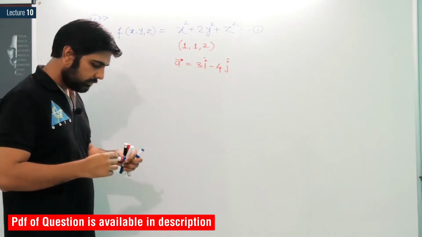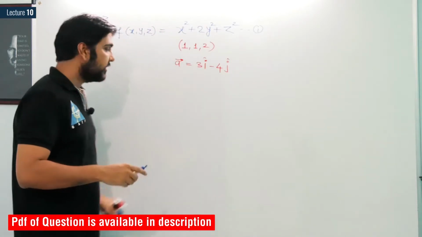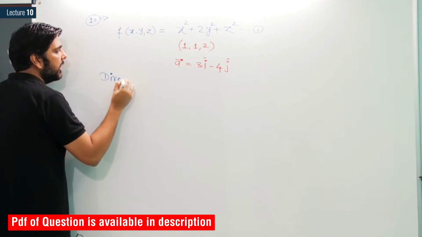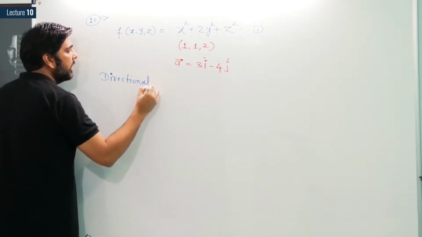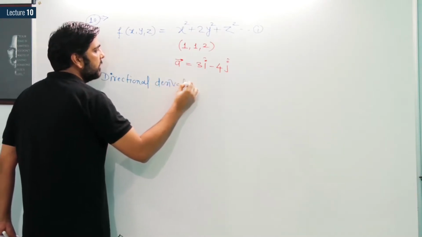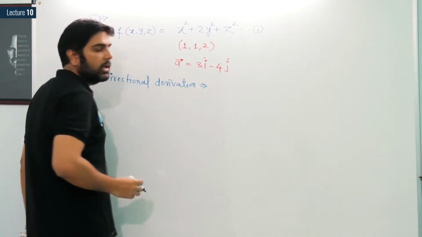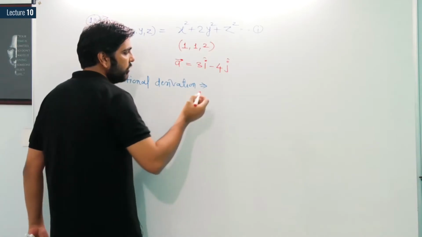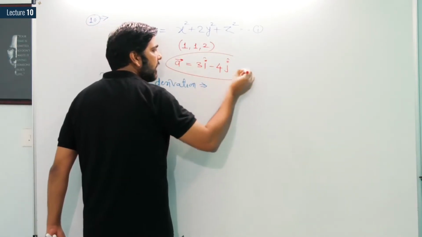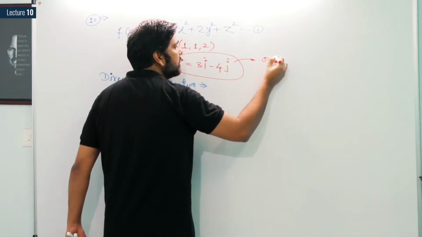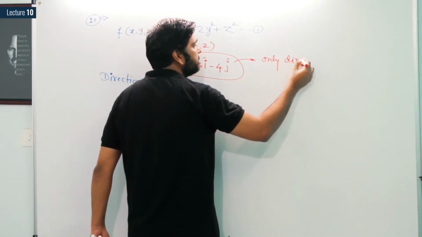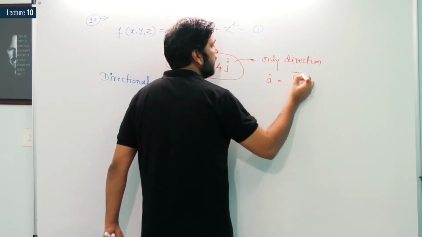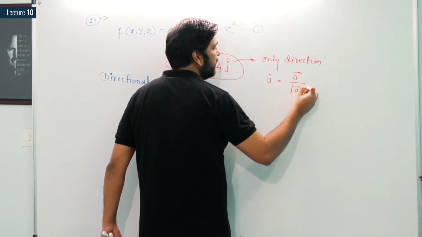Fine. Now first of all, what is the directional derivative, dear students? The directional derivative is nothing but the vector derivative in a particular direction. So firstly we need to have the direction. So I am having the direction 3i minus 4j. This is nothing but the vector. I need to have only direction. So what is only direction? A cap is nothing but vector A divided by mod of A.